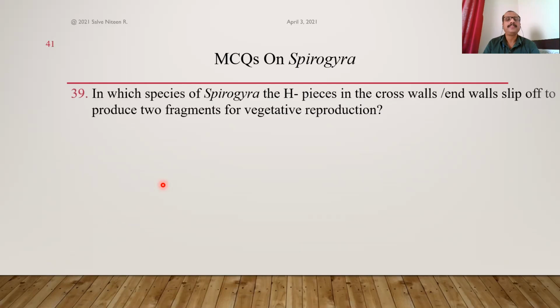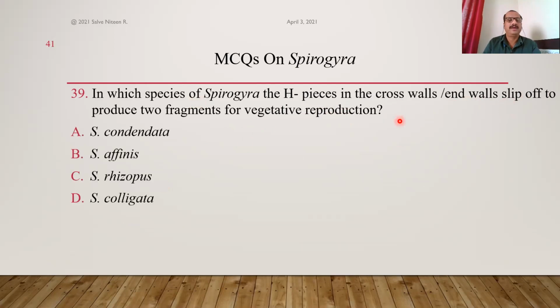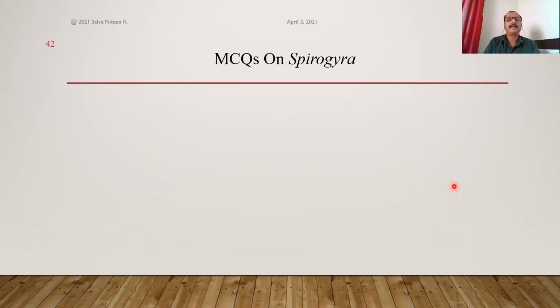Option B. Again, in which species of Spirogyra do H pieces in the cross wall or end walls help in vegetative reproduction called fragmentation, because these H pieces slip off to produce two fragments? They are broken easily. So this is found in which species? Just now we have seen it is in Spirogyra colligata. Okay, the answer is option D.